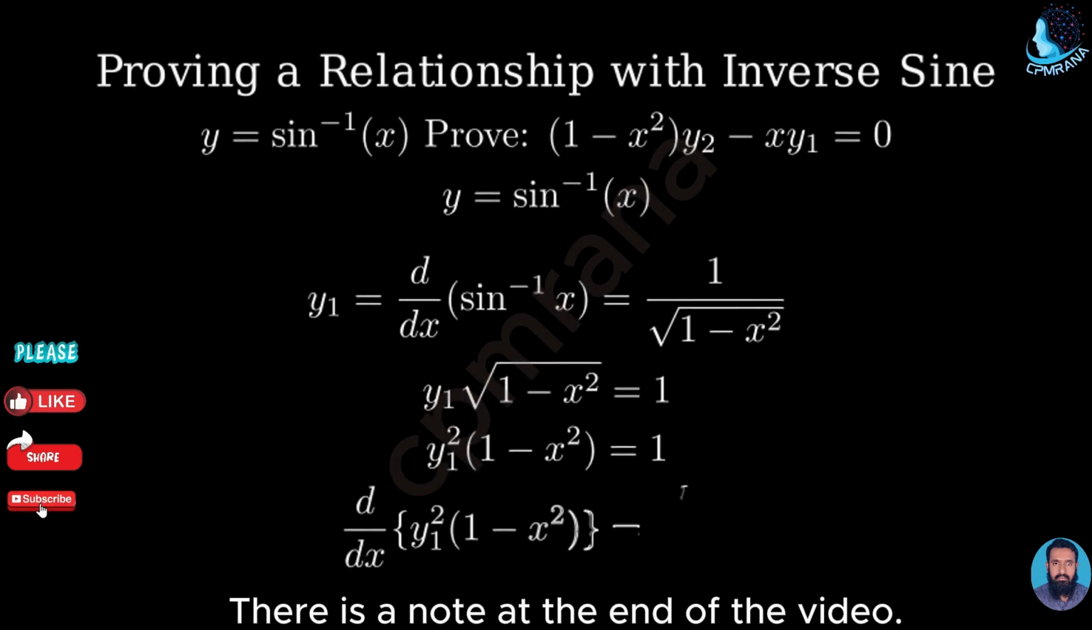Let's take the derivative of both sides with respect to x. The right side becomes 0 since the derivative of 1 is 0. Using the product rule, we get (1 minus x squared) times the derivative of y1 squared plus y1 squared times the derivative of (1 minus x squared) equals 0.